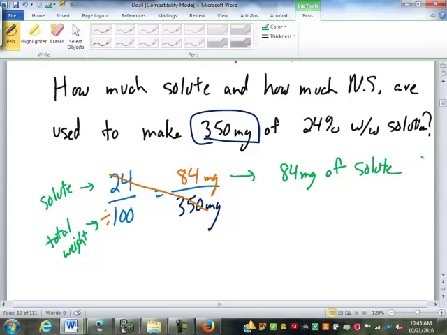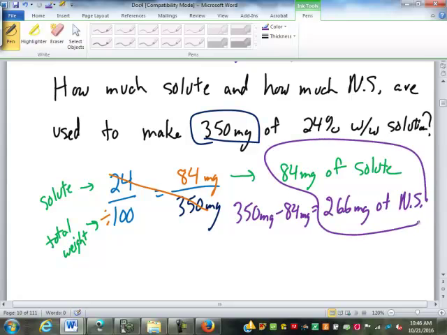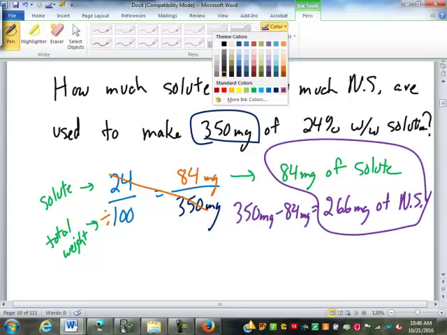To get the how many milligrams of water, we could do the complement. The complement of 24% would be 76%. That's just 100 minus 24. Or, I'm going to take the easy way out here. 350 milligrams minus the 84 milligrams is 266 milligrams of water. Any questions?